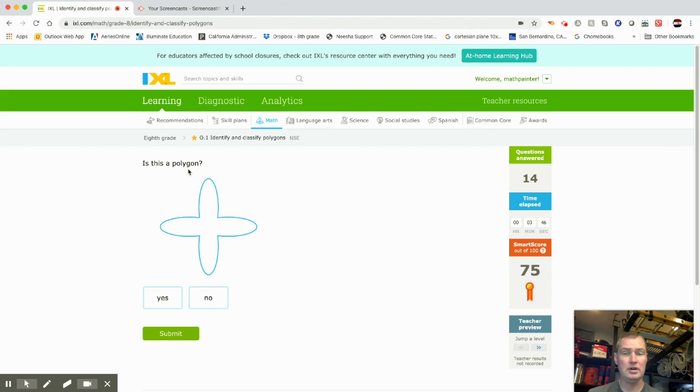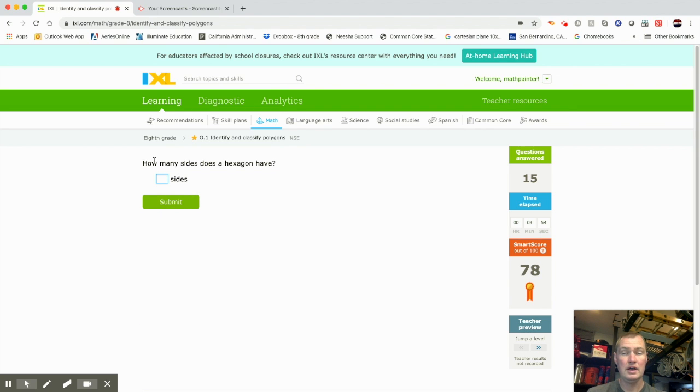Is this shape a polygon? So remember, we got kind of stuck earlier on that circle funny looking thing. And a polygon has to have straight lines, so I'm calling no on that one. How many sides does a hexagon have? A hexagon has 6 sides.